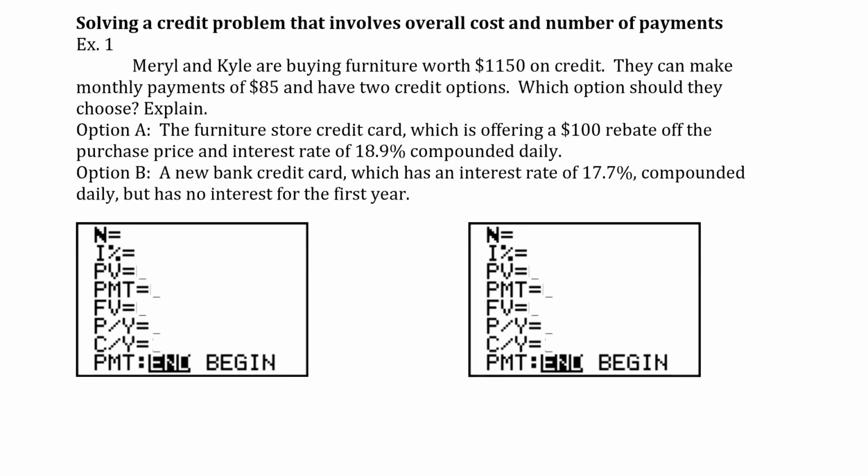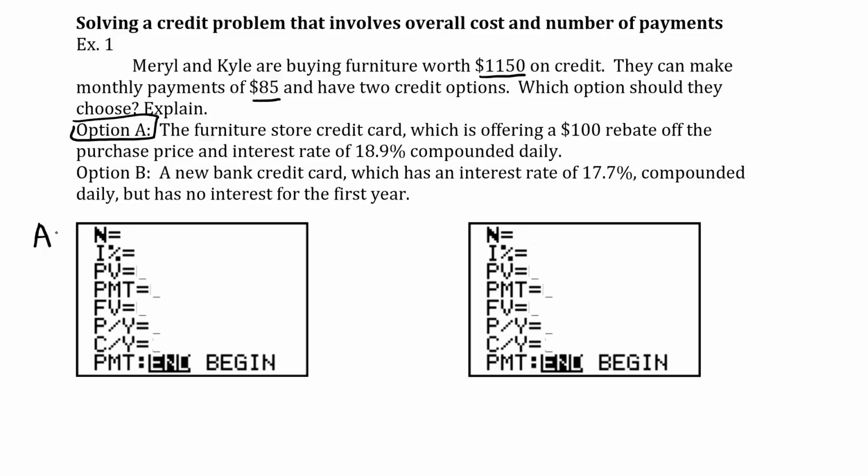So let's move on to this first example, solving a credit problem that involves overall cost and number of payments. Example 1. Meryl and Kyle are buying furniture that is worth $1,150 on credit. They can make monthly payments of $85 and have 2 credit options. Which option should they choose? Explain.